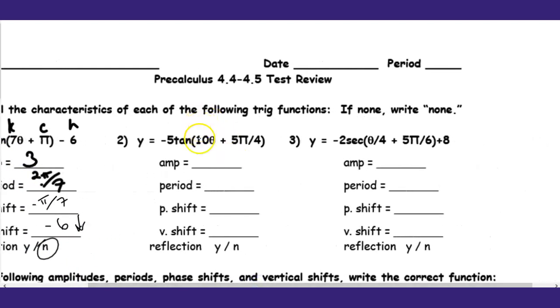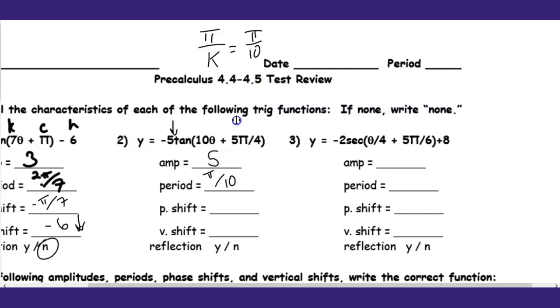So there's no reflection. Over here, negative 5 tan of 10 theta plus 5 pi over 4. Amplitude, remember, you want the absolute value of A, so 5. The period in this case is going to be pi over k. With tangent it's a little different. Instead of 2 pi over k, you go pi over k. So in this case we have pi over 10. So the period is pi tenths.